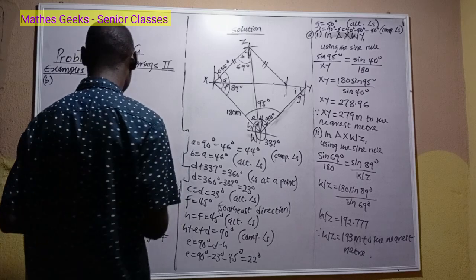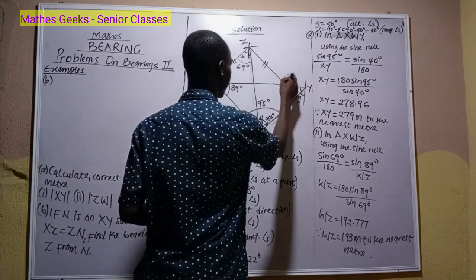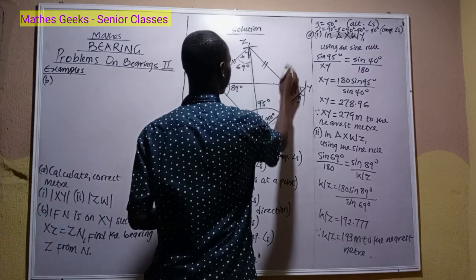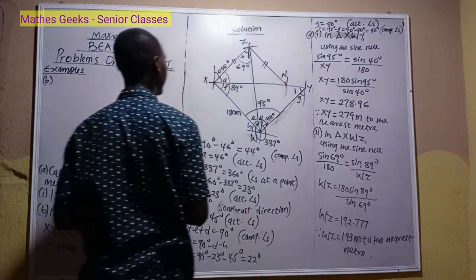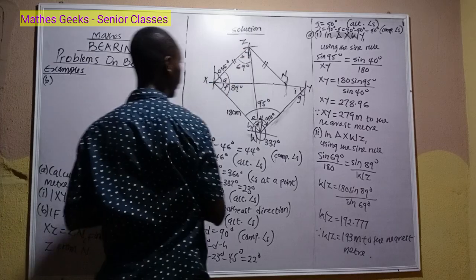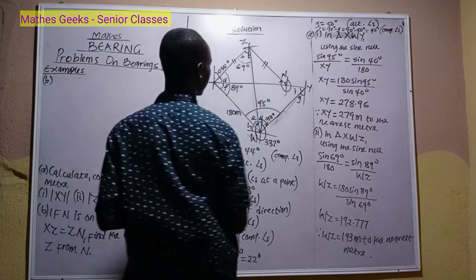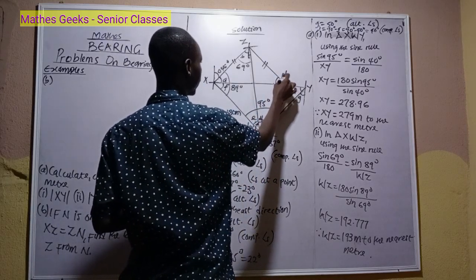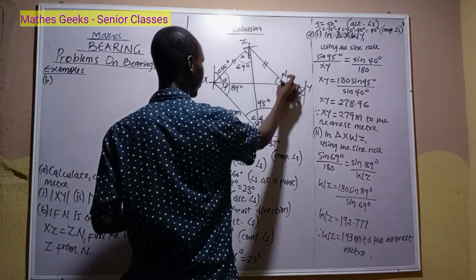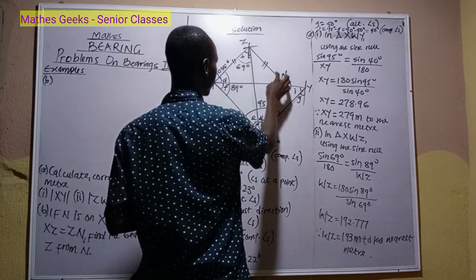Okay, so find the bearing of z from n. Call this point n. So we're going to find the bearing of z from n. From n, measure to this line. First of all we're going to get this angle. Then we know that from the north to the west is 270 degrees. So we need to get this angle.